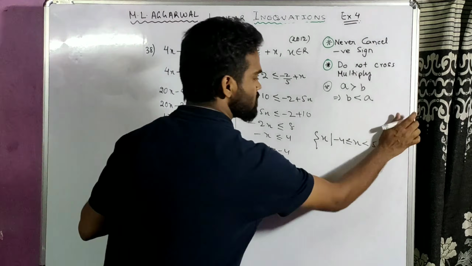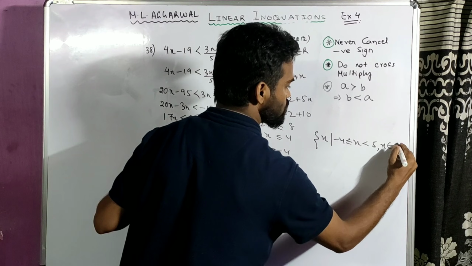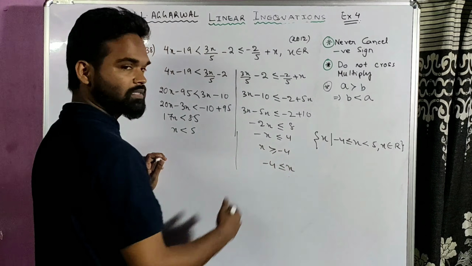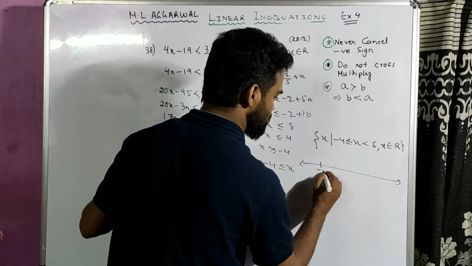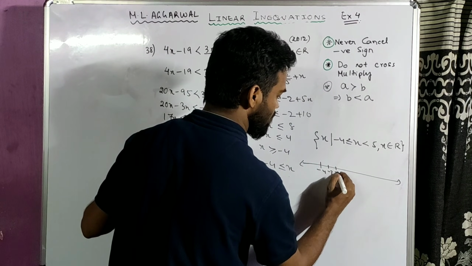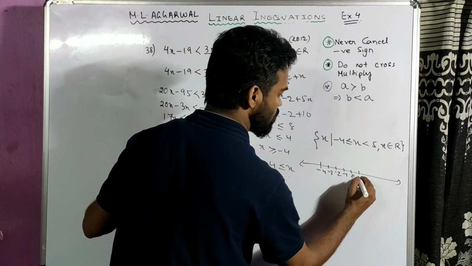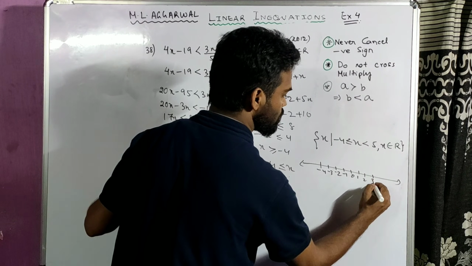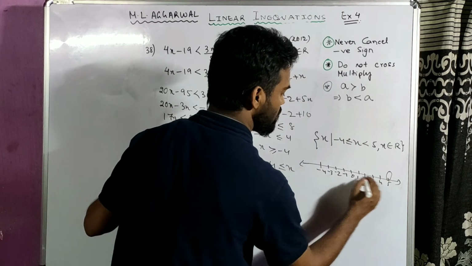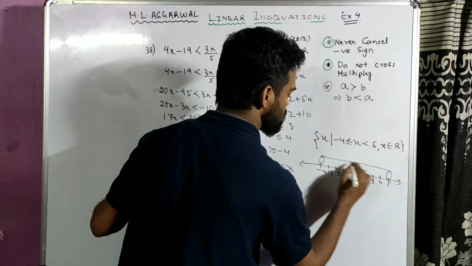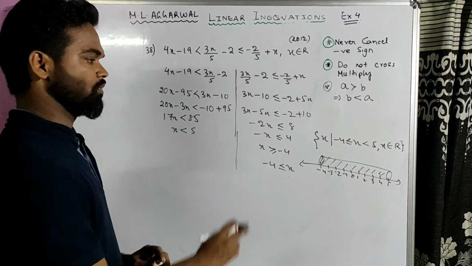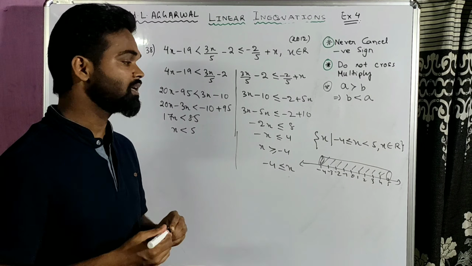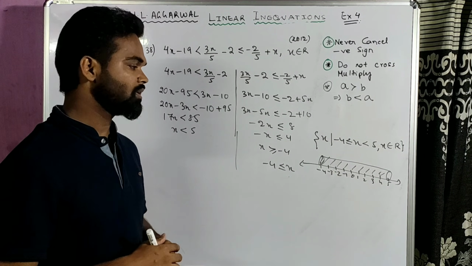And again it's a real number, so we can't write the roster form. This is a set builder form solution set. So this is minus 4, minus 3, minus 2, minus 1, 0, 1, 2, 3, 4, 5. We'll shade all the part between them, and we'll shade minus 4 also. We'll not shade 5 because 5 is not included. Now we'll see the next sum.